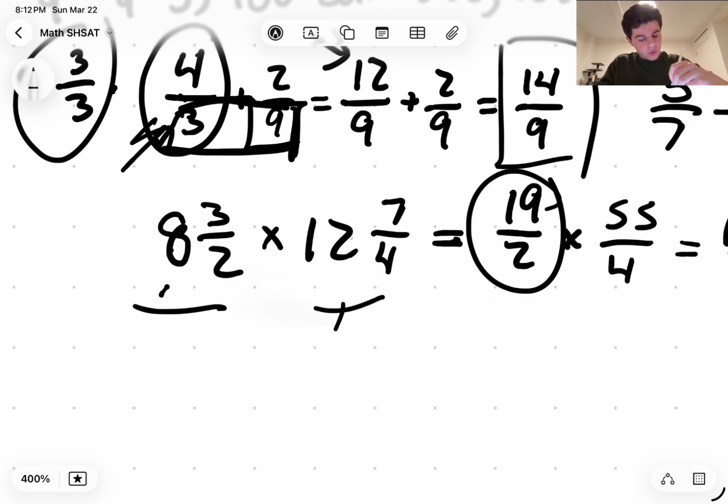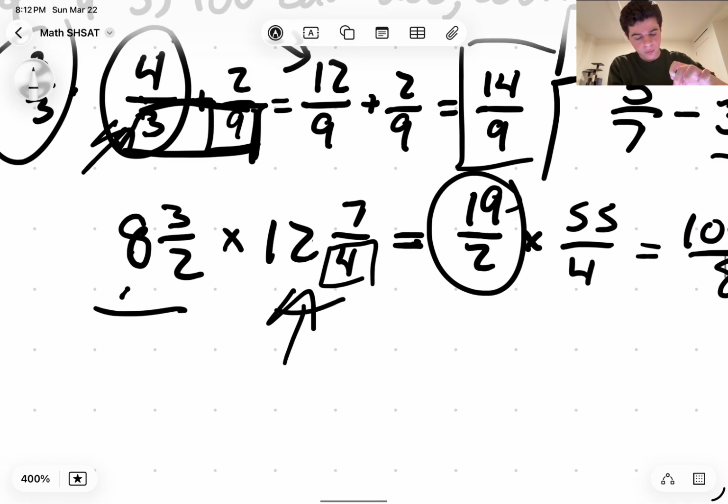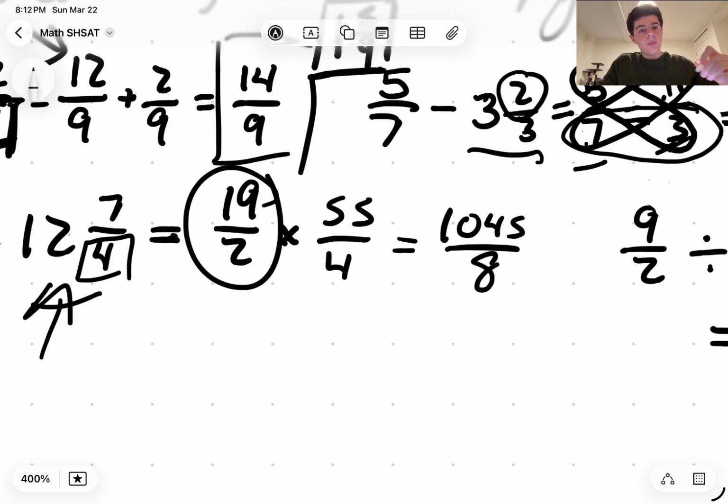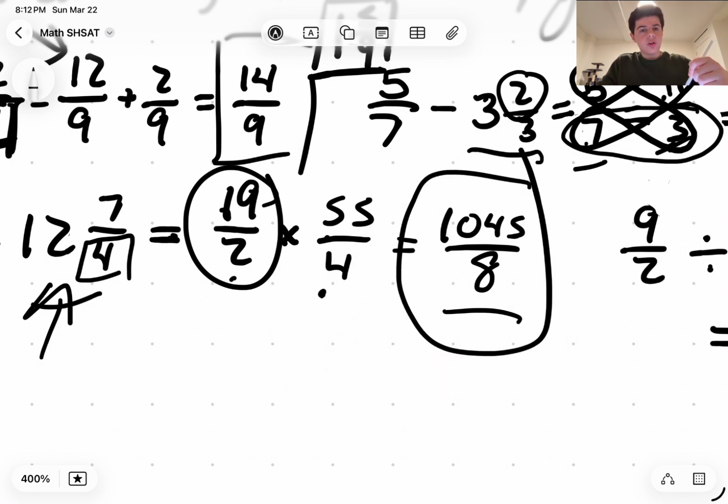And then the second one, 12 times 4 is 48, plus 7 is 55, and then it's going to be over 4. So 55 over 4. Now, we can just multiply them. So multiply the top by the top and the bottom by the bottom. So 2 times 4 is 8, and 19 times 55, you can calculate that on your own. I saved you the hassle. It's 1,045. And so that is going to be the answer to this question. Obviously, you can also convert back to mixed.